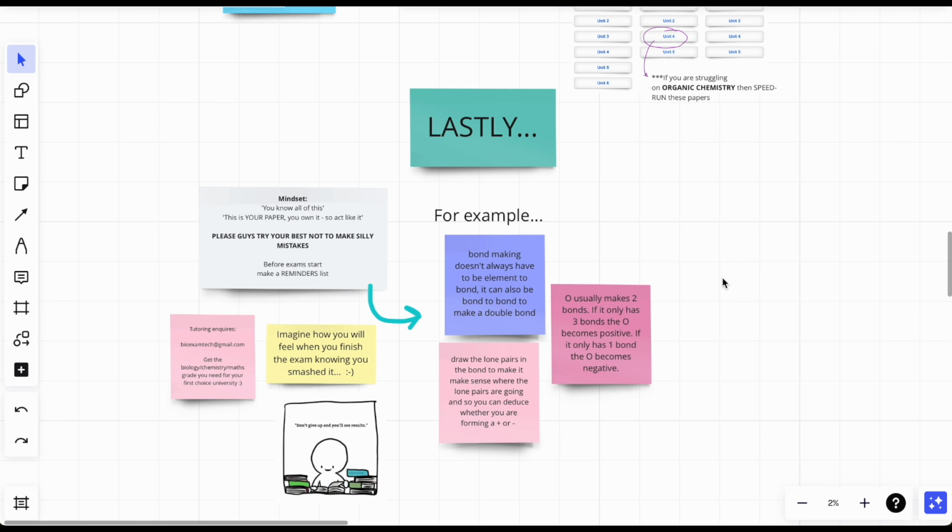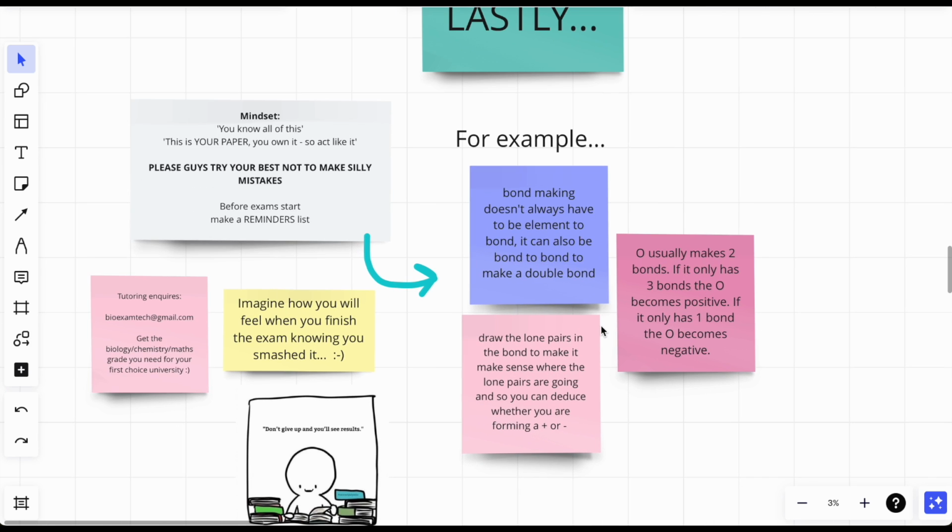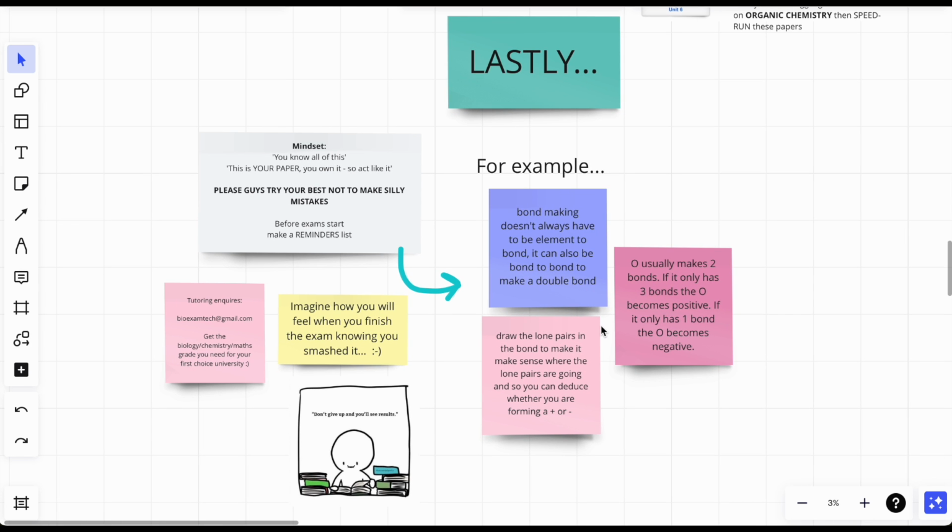So, a good way that I did it was, of course, doing the questions and learning the content again if I needed to. But reminders lists really, really do work. And yeah, so you got this. I trust that you know what to do now. I trust that you're going to smash it and you're not going to doubt yourself.